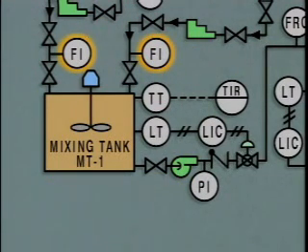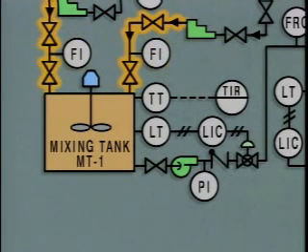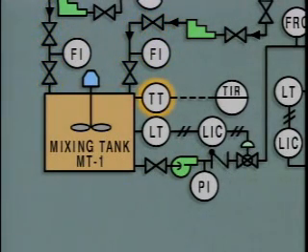In this case, the flow indicators are mounted locally in the piping leading to the tank. The tank has a local temperature transmitter that sends an electrical signal to a remote temperature indicating recorder, represented by the symbol labeled TIR. It also has a level transmitter, labeled LT.